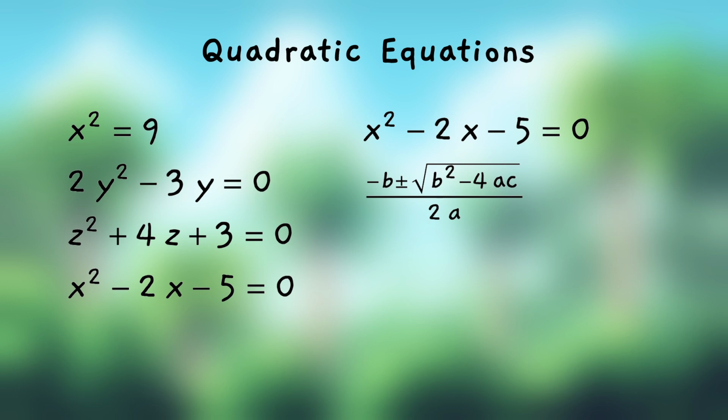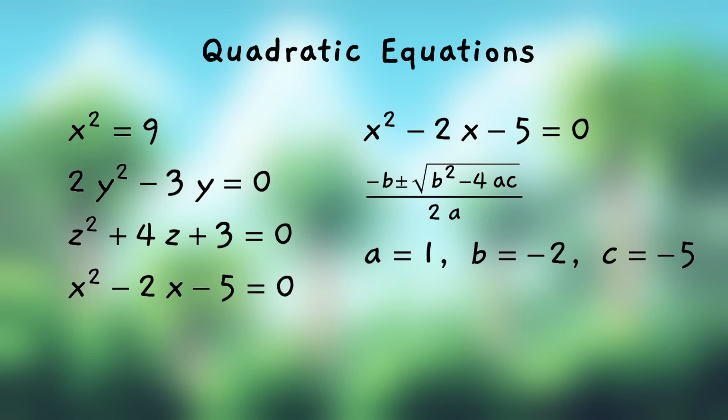Now you have these letters, a, b, and c. It's like, what do those refer to? These just refer to different parts of the quadratic equation. A is the number in front of x squared, 1. B is the number in front of x, which is negative 2. And c is just the constant term, negative 5. So to find the two answers, you're going to just plug these three numbers into the formula and simplify it.